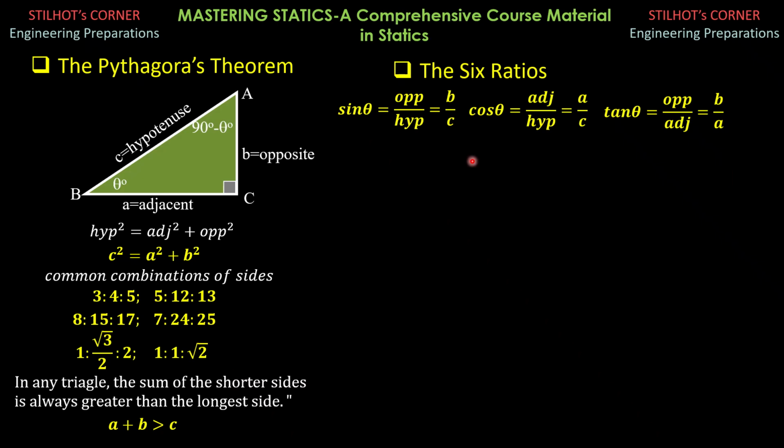And I hope that you can recall these ratios. 3 ratios are abbreviated or given the acronym SOHCAHTOA. If you can remember, SO means sine of theta is opposite over hypotenuse. Ka means cosine of the angle is adjacent side over hypotenuse. And TOA means tangent of the angle is opposite over adjacent side.